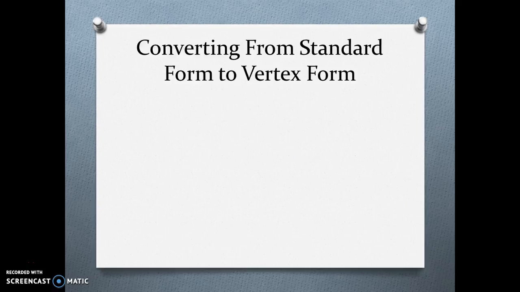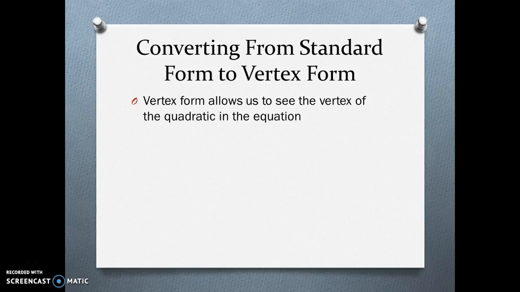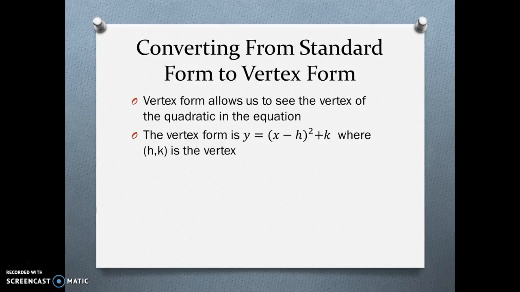So, how do we convert from standard form to vertex form? And why do we even need it? Vertex form allows us to see the vertex of a quadratic in the equation. Now remember, the vertex is either the maximum or the minimum point. Vertex form is y equals (x minus h) squared plus k, where the number in the h spot and the number in the k spot is actually your vertex.